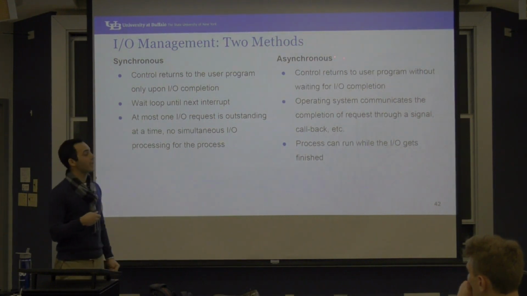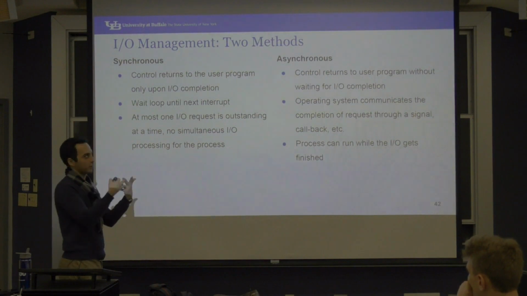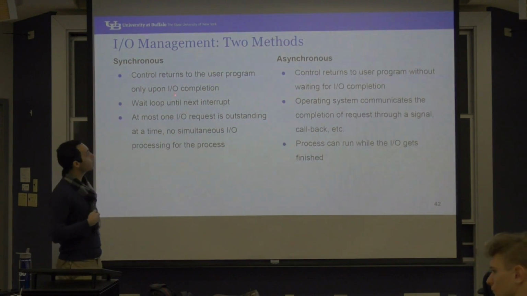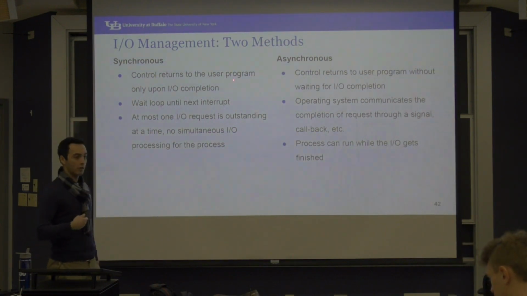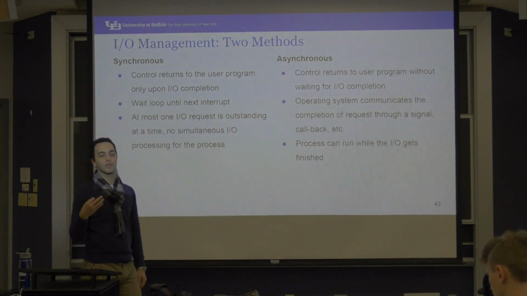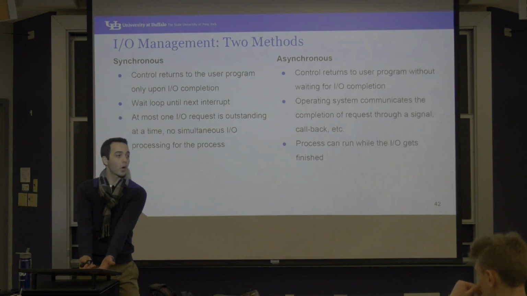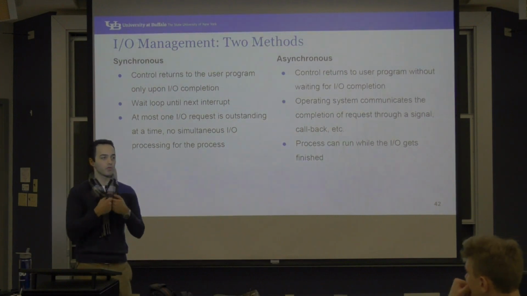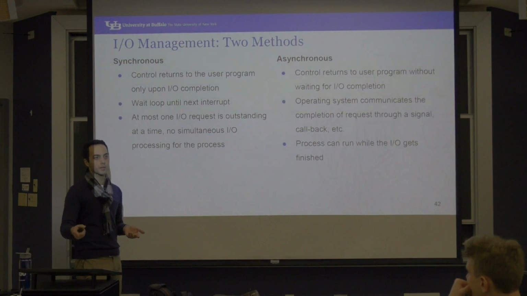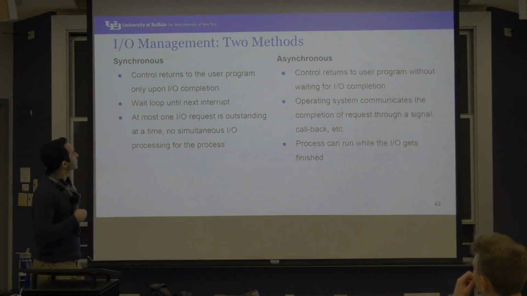All right. So you have two methods of using I/O. One is synchronous and one is asynchronous. Synchronous communication is when things are happening at the same time, as it suggests. So the control returns to the user program only upon I/O completion. Meaning, if a user or a process wants to do something on the hard drive, it is waiting for the hard drive to be done. So it will only get to run again once that is done. And we're going to see it in a picture in the next slide.